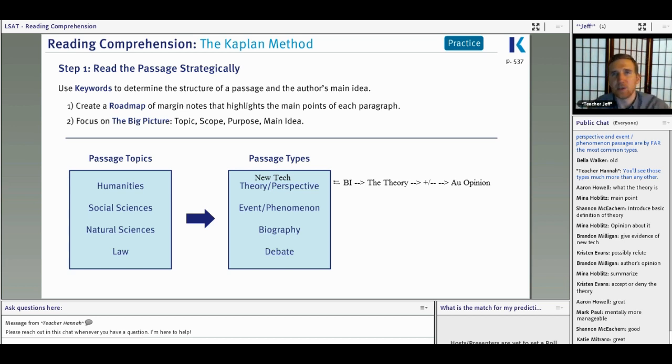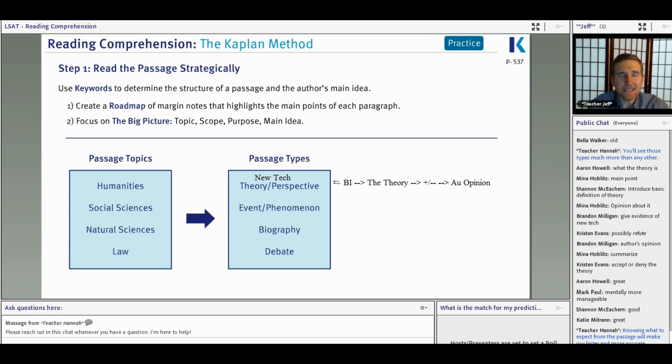Now, I know some of you might be thinking, but Jeff, what if I'm wrong? What if I come up with this prediction and then it does something completely out of left field? That's actually still good, because if you are surprised, you are more likely to remember and retain it. Meaning, if you are going in with an expectation and then the passage goes against that expectation, that's going to stand out to you in your mind.